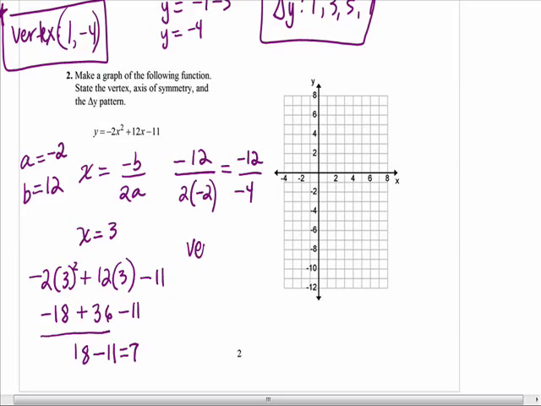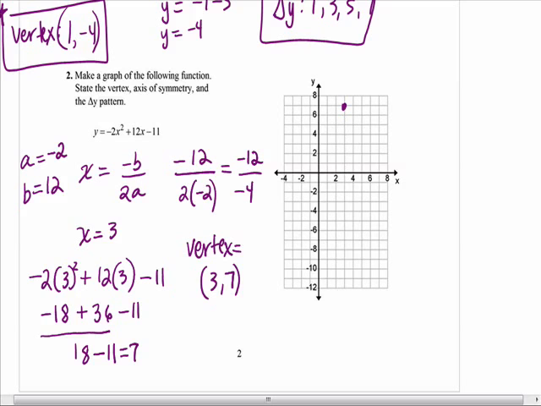Nice. So let's go ahead and label our vertex. Vertex is 3, 7. And after you calculate the vertex, you plot the vertex. So you're going to go over 3 and up 7. First step, because your delta y's come from the vertex. You have to have the vertex before you can do anything else.